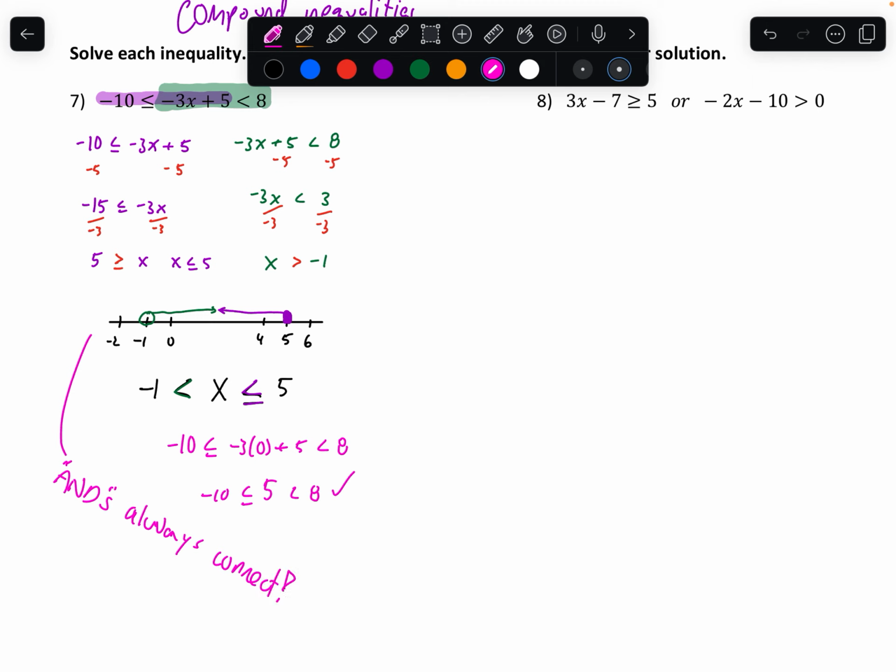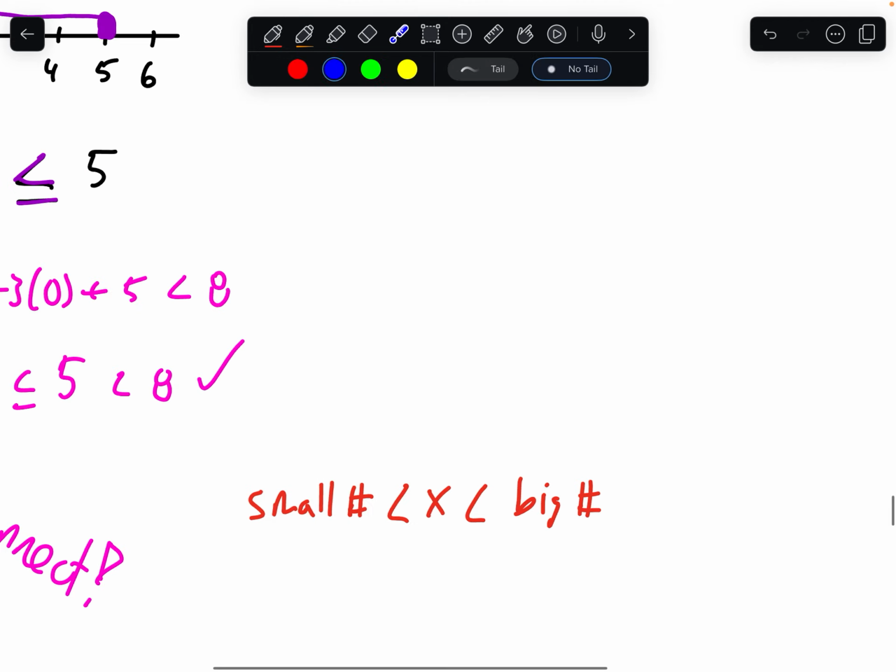And then when you write their answer, it looks like this. Small number on the left, big number on the right. You have your variable in the middle, and then you have the appropriate signs. It's always going to open towards the right. When I say appropriate, I mean, does it have a line underneath it? But they always look like this.